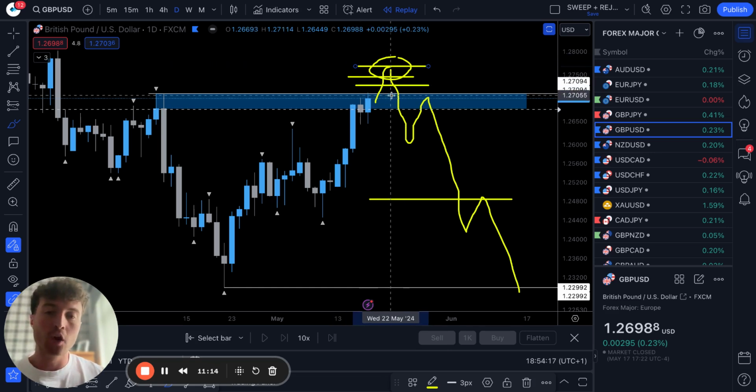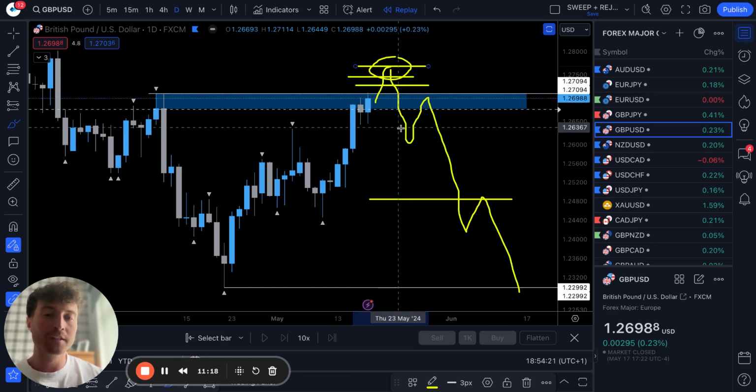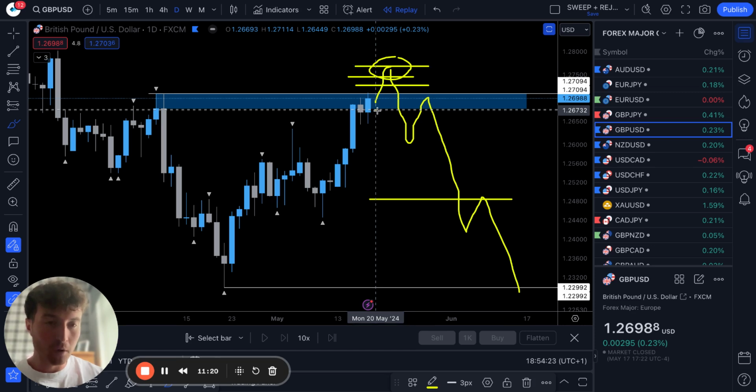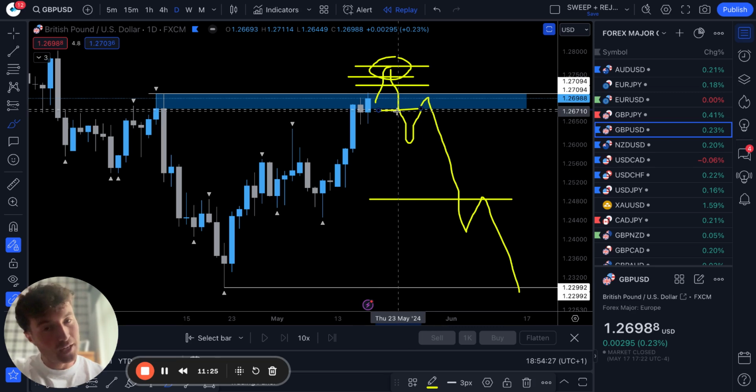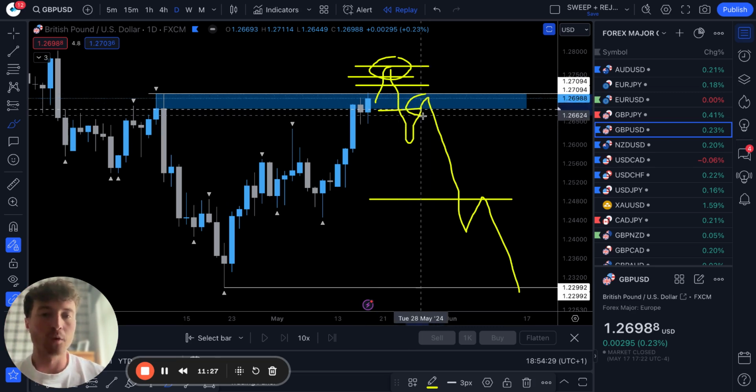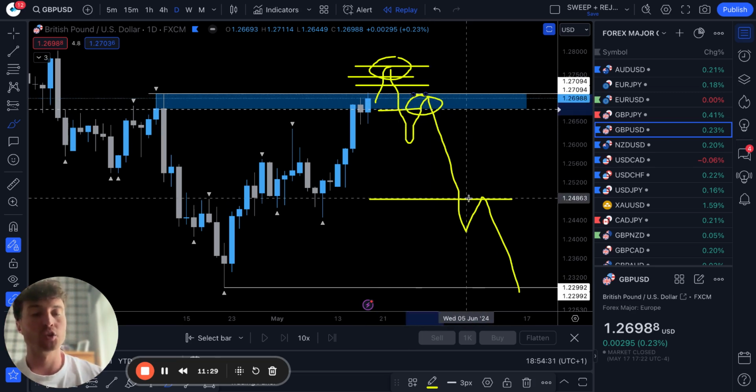So, currently we're at the level. I want to see price come above here, deviate, reclaim, close back below 1.26700. If we can get that daily close below, retests from this area, we can look to take that short.